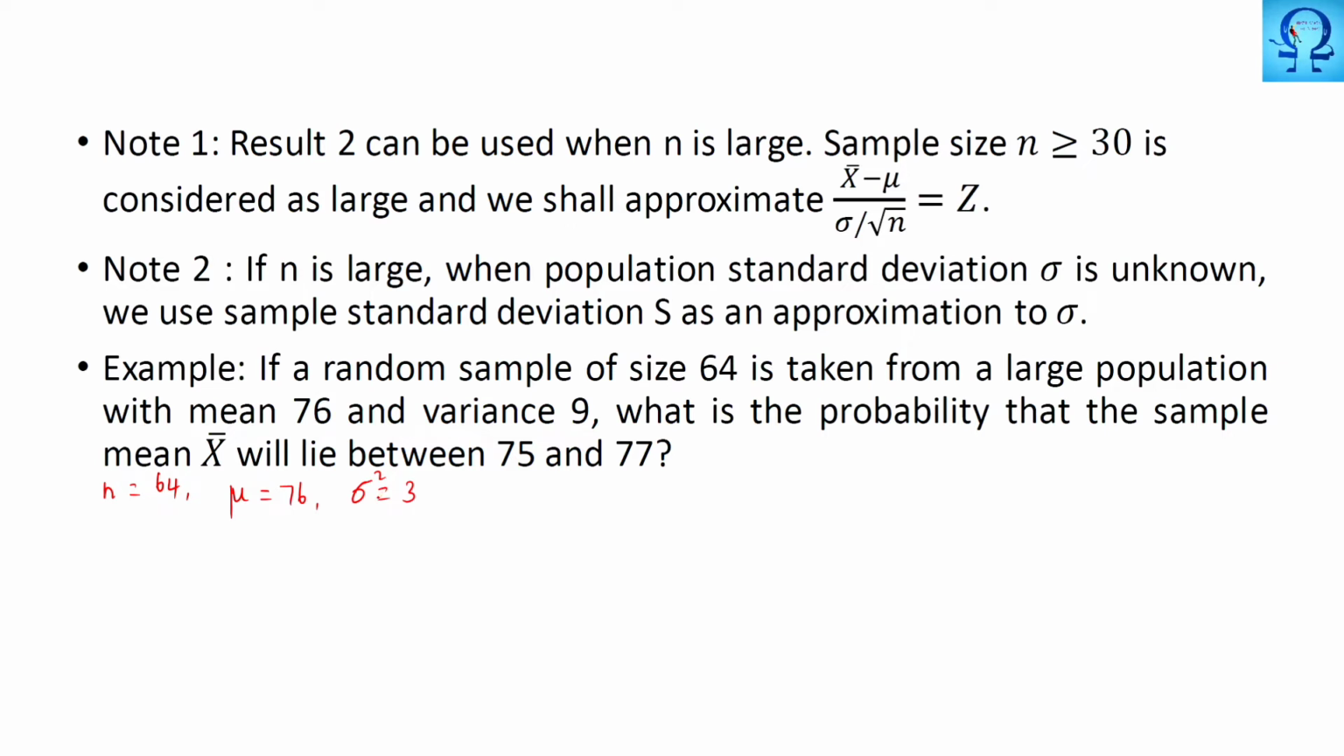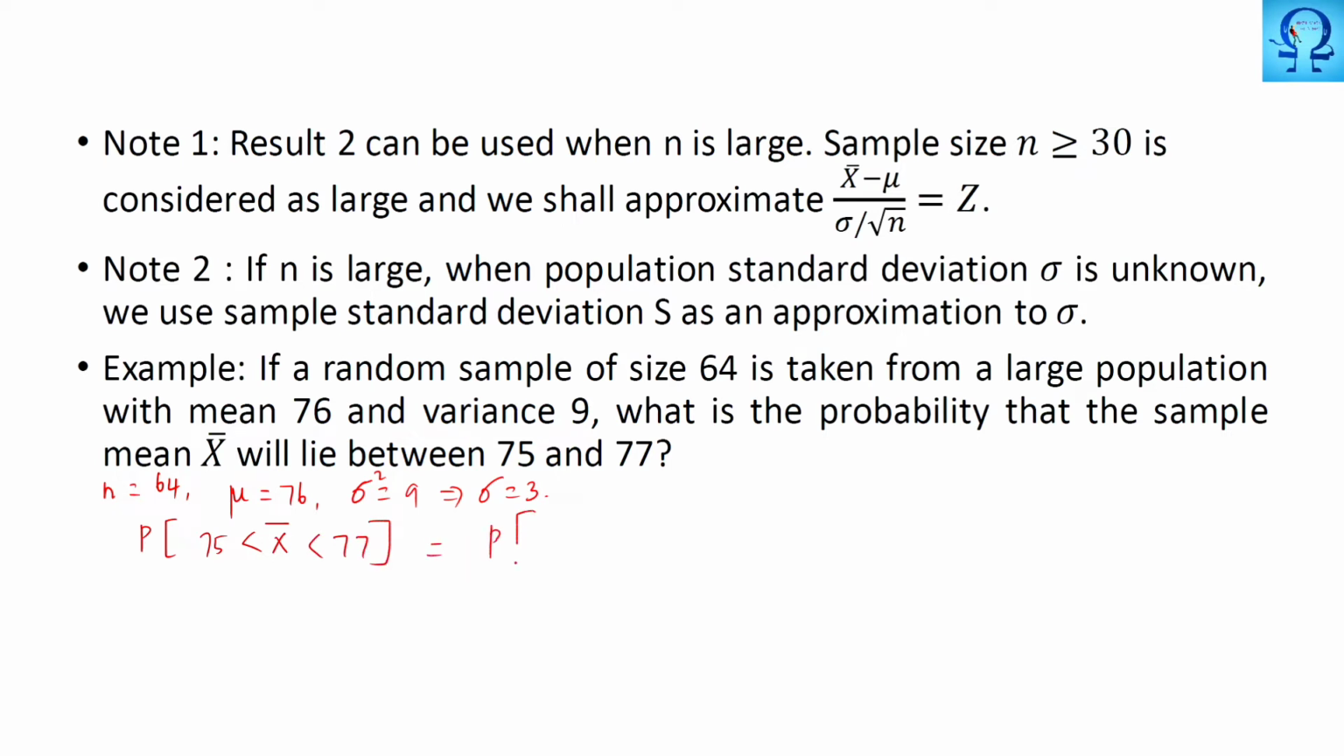Sorry, variance is 9. Therefore, standard deviation is 3. Fine. Now we need to find out the probability that the sample mean is lying between 75 and 77. This is what we need to find out.